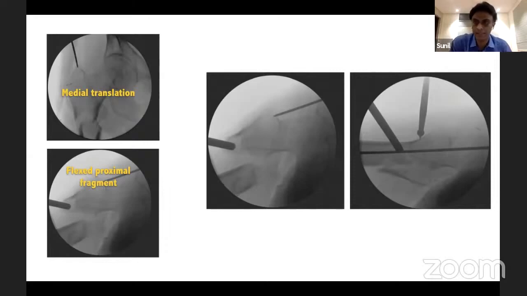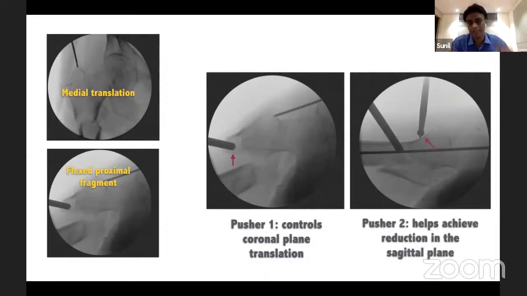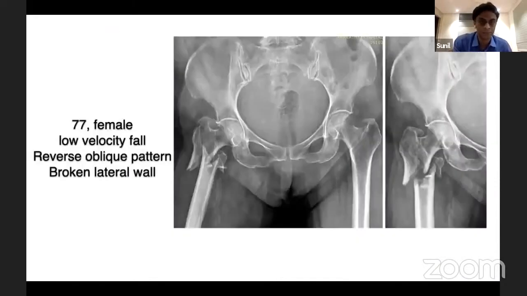So push-pull techniques again are a great tool. You can use a ball spike pusher, or different kinds of pushers, and you can also use a bone hook to adjust these translatory deformities so that you can reduce and then nail them successfully. Here, one pusher controls the medial translation and the other one in the different plane controls the reduction in the sagittal plane. Once you got your reduction, this can be done using very minimal small incisions. You can then nail them anatomically and they will do well.